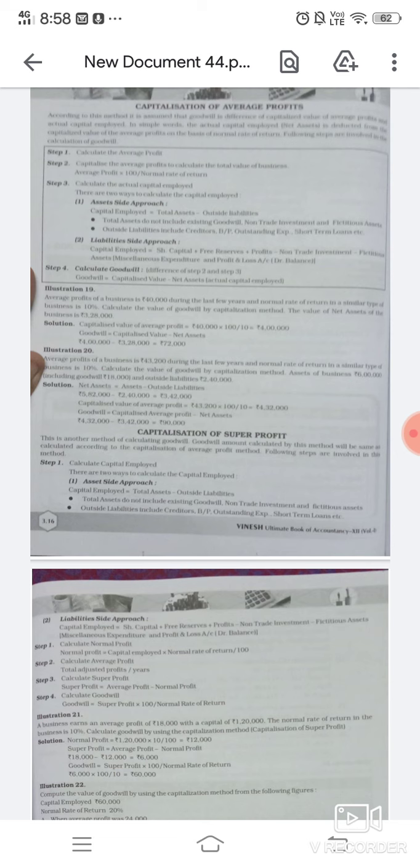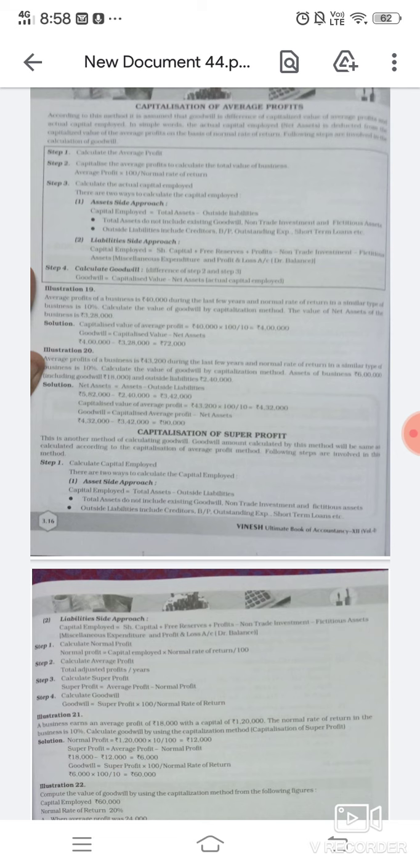First we have to find the capitalized average profit. So what is the formula for calculating the capitalized average profit? That is average profit into 100 divided by normal rate of return. Am I right? So in this sum, average profit is also given directly, 40,000 into 100 divided by normal rate of return, that is 10%. So 100 divided by 10, we will get 4 lakhs. And then we can easily calculate the amount of goodwill, that is capitalized value or capitalized average profit minus net asset. Okay, it's a very simple sum.